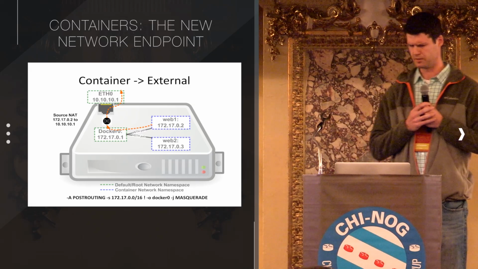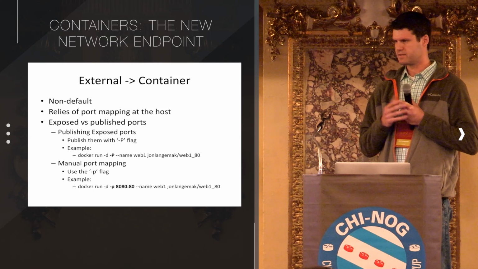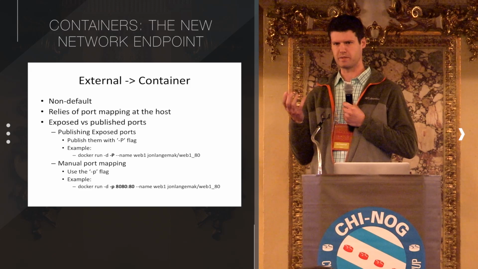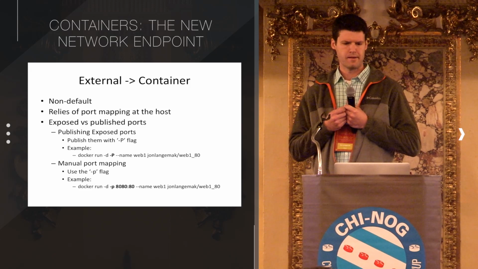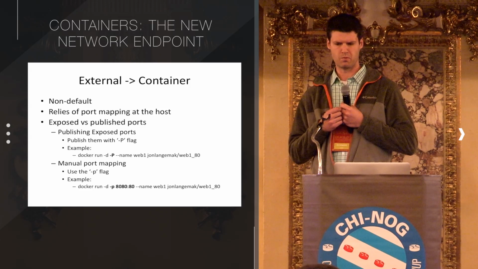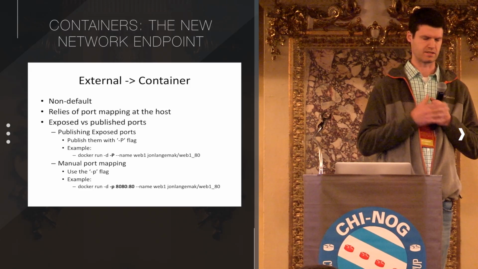External to container is a little bit different. It is non-default with Docker, and it relies on a system of port mapping. So again, if we are under the impression that we have to use known IPs to achieve this connectivity, we have to do the same thing, but just in reverse. So what Docker does is pick random high ports and map them into the real ports of the container.